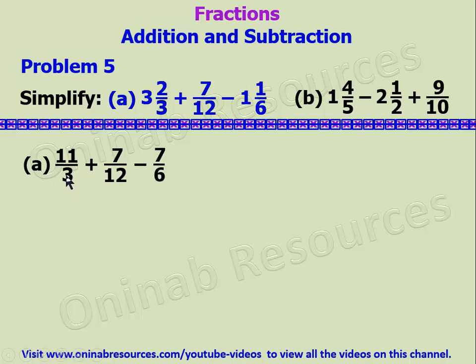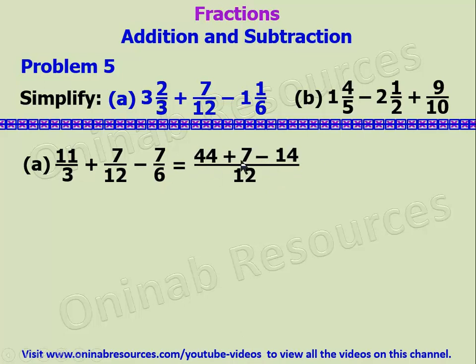Here we are going to find the LCM of 3, 12, and 6. To find the LCM, 3 divides 12 without remainder, 6 divides 12 without remainder, so 12 is the LCM of 3, 12, and 6. So we say 12 divided by 3 gives 4 times 11 gives 44, then plus 12 divided by 12 gives 1, 1 times 7 gives 7, then minus 12 divided by 6 gives 2. 2 times 7 gives 14.